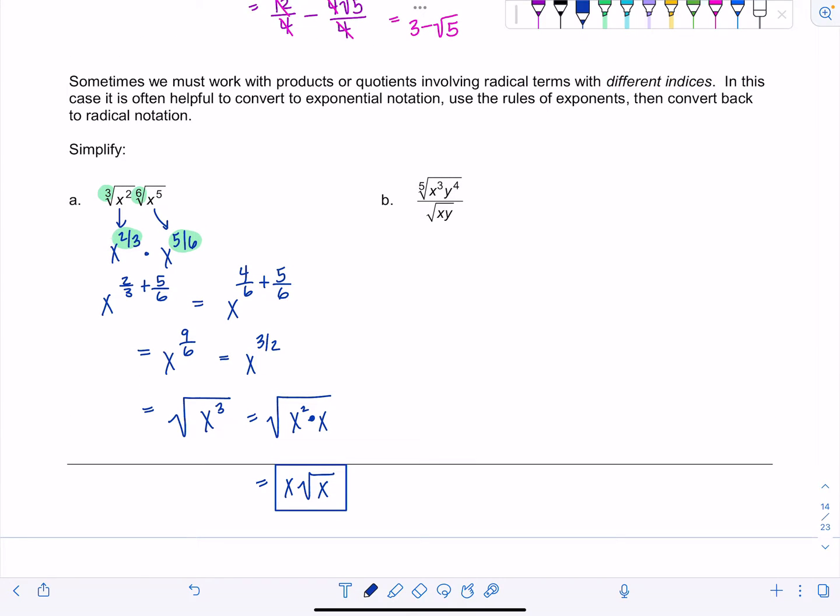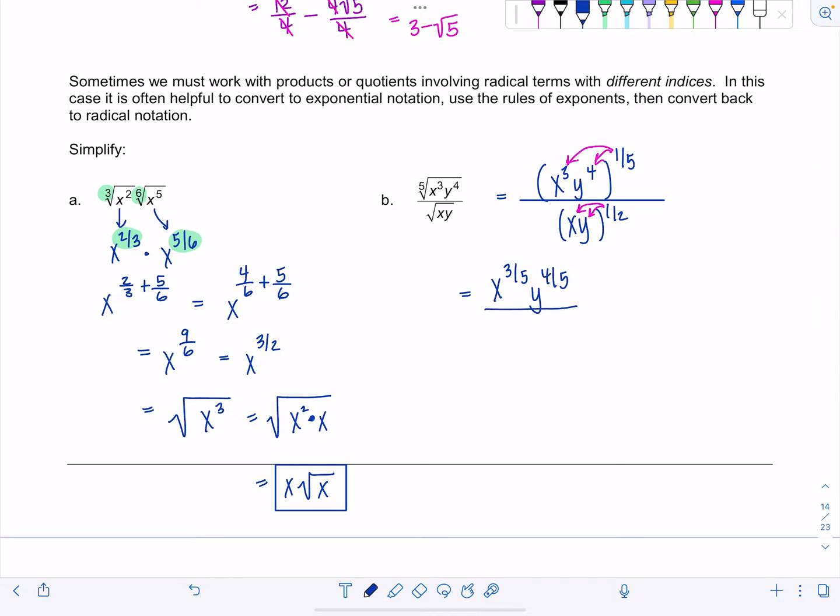One more. 5th root of x cubed y to the 4th over square root of xy. So in the numerator, we're going to have x cubed y to the 4th. 5th root means it's to the 1/5. And then square root of xy is xy to the 1/2. And then remember, this exponent distributes. Yes. So we've got x to the 3/5, y to the 4/5 over x to the 1/2, y to the 1/2.